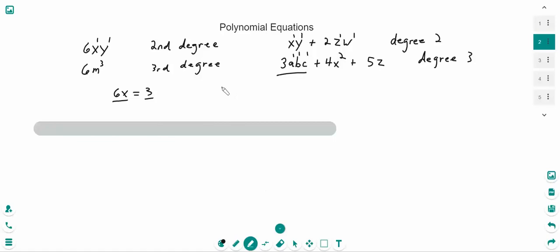Now, some of them might be a little bit more complex. We might have something like this. This would still be a polynomial equation, correct? Because each term on this side is a polynomial. Each term on this side is a polynomial. They're set equal to each other, so we have a polynomial equation. All right? Very easy. Now, that being said, just like when we talk about polynomial terms, we also have a degree that we give polynomial equations.